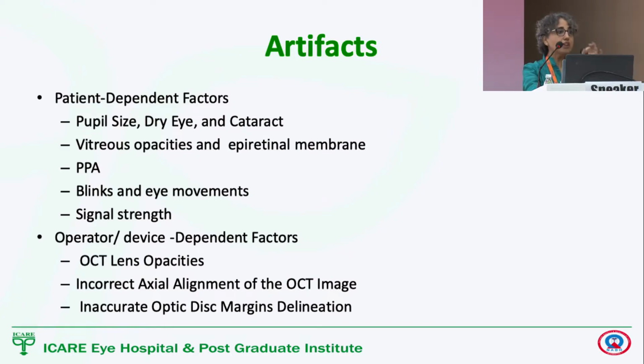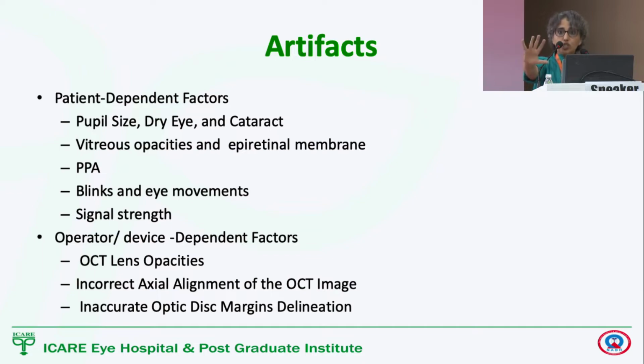But still, in very small miotic pupils, especially if there's senile miosis or drug-induced miosis, it's good to dilate them a little to get a good OCT scan. Dry eye definitely reduces your signal strength, and when the operator is taking the scan, he can get this gray and white en-face image.